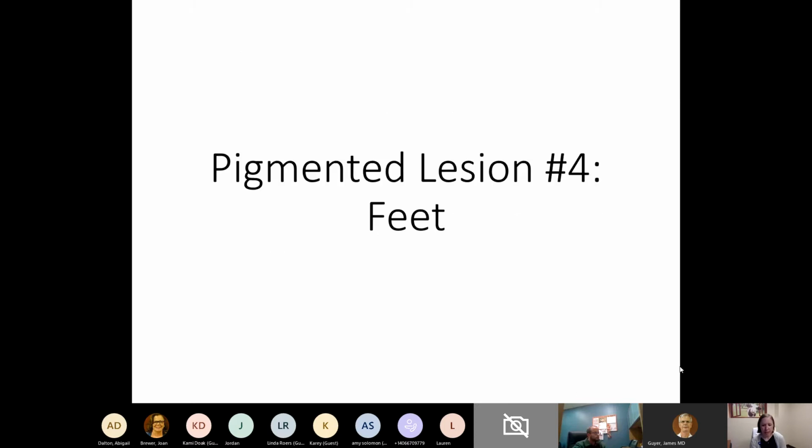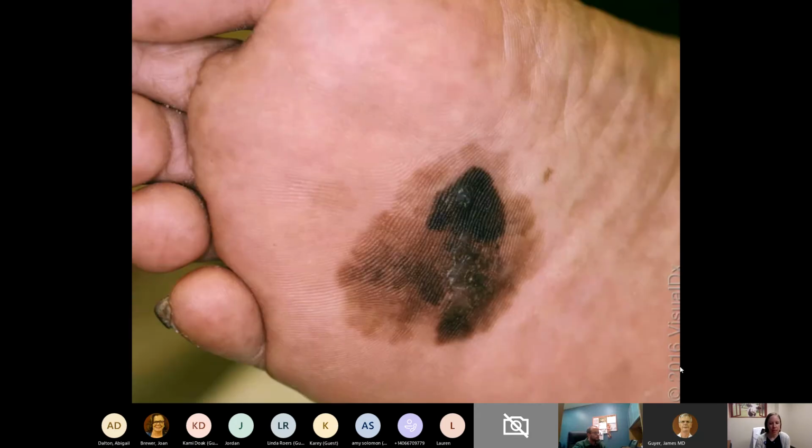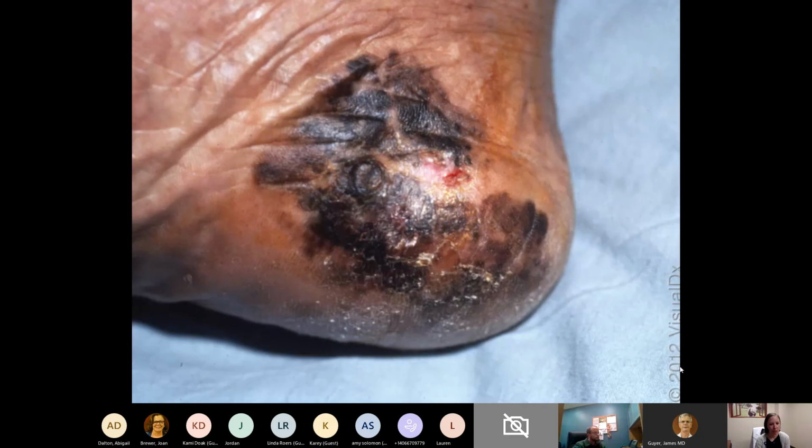All right, so feet, another tricky spot, but I know that everyone sees them in their clinics. Someone comes in, they're like, oh, I think I stepped on a Sharpie. That's what someone told me once. But you can see here, multiple colors. You're already thinking, holy cow, this doesn't look good. Very big, very broad. And then here's another person's foot.